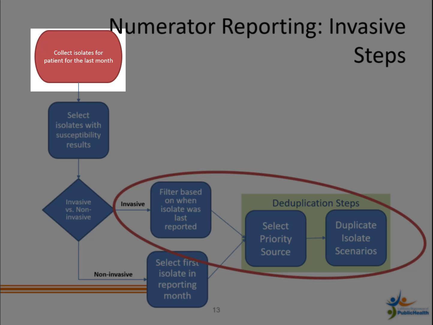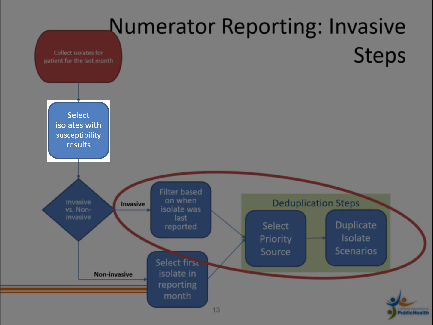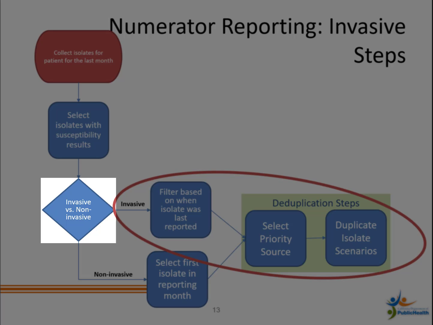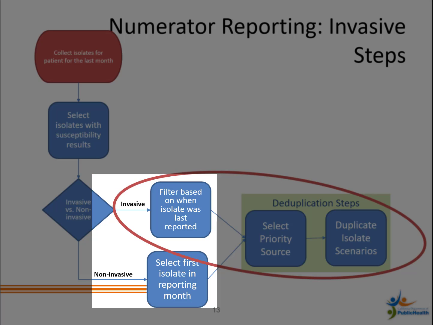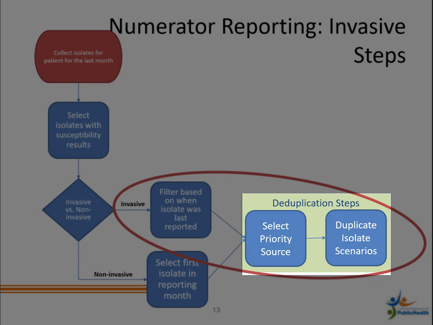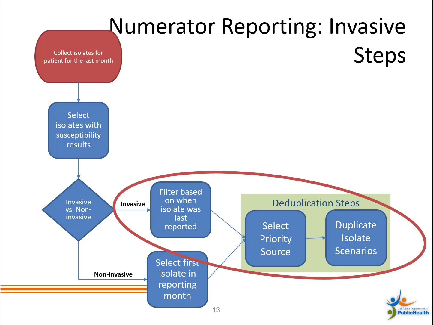It starts with the collection of all isolates for each patient in the last reporting period. The isolates are then filtered until only organisms specified by NHSN remain. Then, the eligible isolates are grouped by invasive and non-invasive sources, each of which have their own distinct set of filtering rules. If there are still multiple isolates for a patient collected on the same day, then a deduplication step is applied. This ensures that only meaningful isolate results are reported to NHSN.